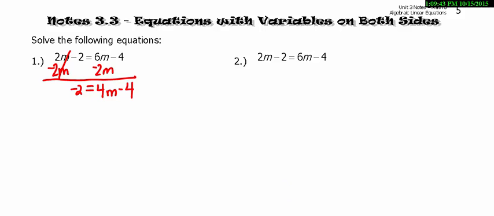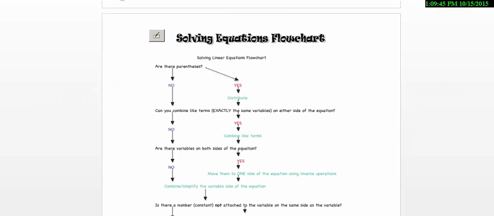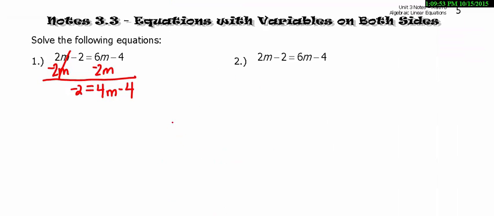Now back at the flow chart, we have the next step, which says, is there a number or a constant not attached to the variable on the same side as the variable? And in this case, the answer is yes. It is this negative 4. Use the inverse operations. So the inverse of subtraction is addition. So add 4 to both sides, and the 4's will cancel. We bring down negative 2 plus 4 is a positive 2 and equals 4m.